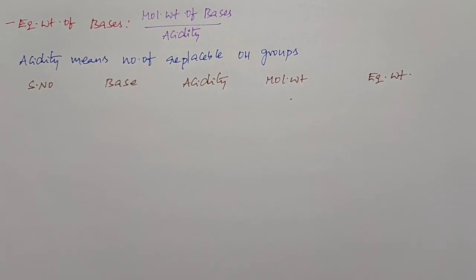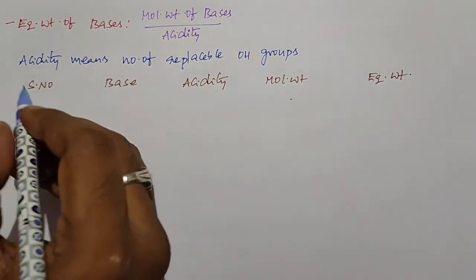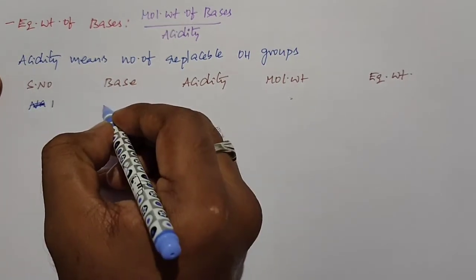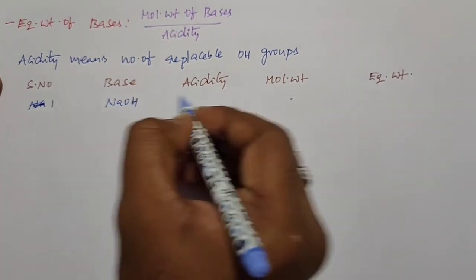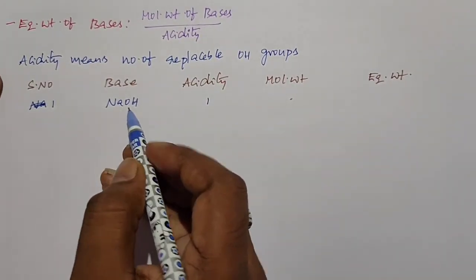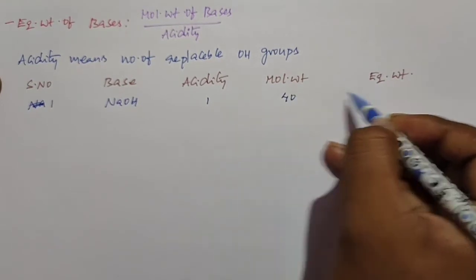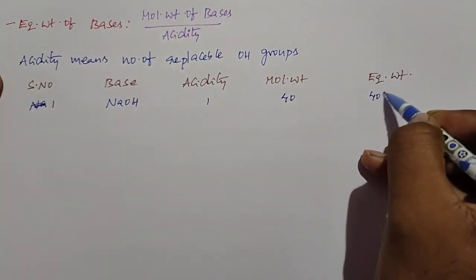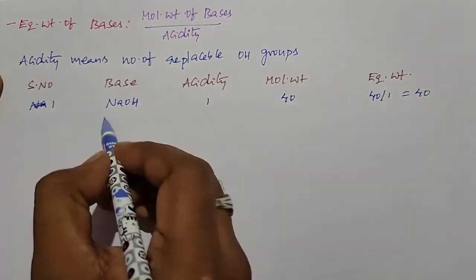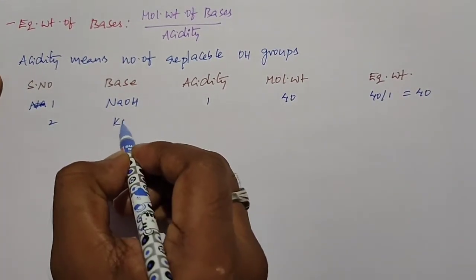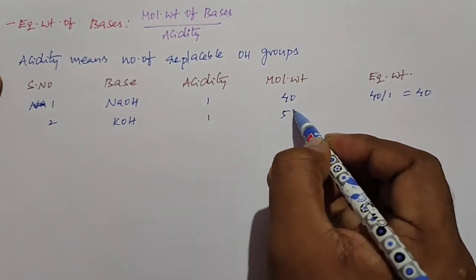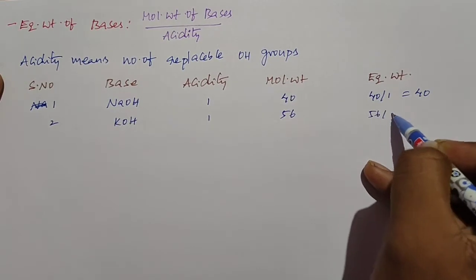So first, serial number 1, the first base is sodium hydroxide. Its acidity is 1, because the number of OH groups is equal to 1. Its molecular weight is 40. Equivalent weight is 40 by 1, we get 40. The second one is KOH, potassium hydroxide. Here also acidity is 1. Molecular weight is 56 and equivalent weight is 56 by 1, we get 56.